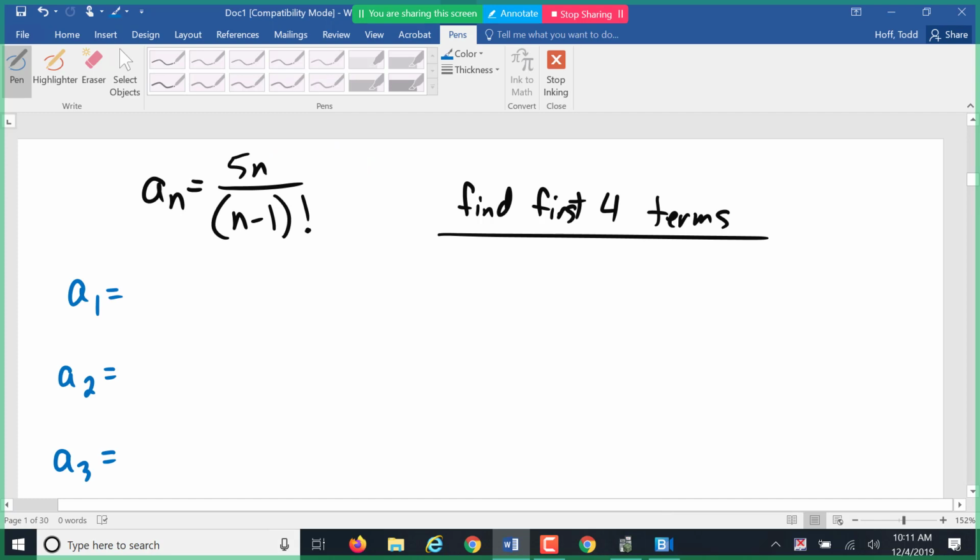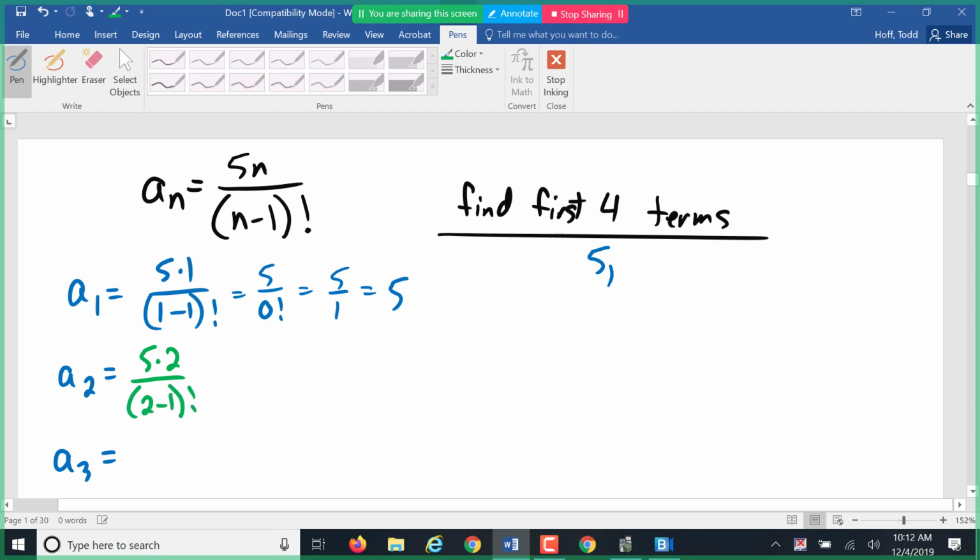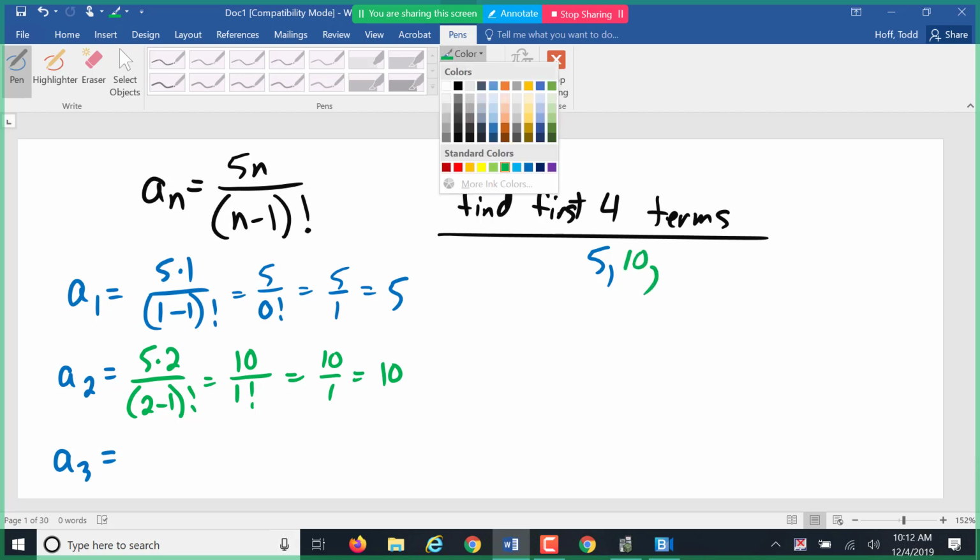Some of you aren't finished yet, but that's okay. Let's go ahead and look at this. A1 is going to be 5 times 1 over 1 minus 1 factorial. Well, 5 times 1 is 5. 1 minus 1 is 0. Well, 0 factorial is 1, so that's 5 over 1, or just 5, is our first term. A2, well, that'll be 5 times 2 over 2 minus 1 factorial. 5 times 2 is 10. 2 minus 1 is 1, and 1 factorial is 1. So it's 10 over 1, or 10 for our second term.